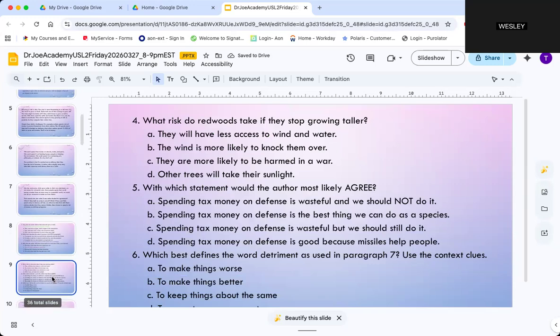Number four, what risks do redwoods take if they stop growing taller? A, they will have less access to wind and water. B, the wind is more likely to knock them over. C, they are more likely to be harmed in a war. D, other trees will take their sunlight. I think it's D. That is correct.